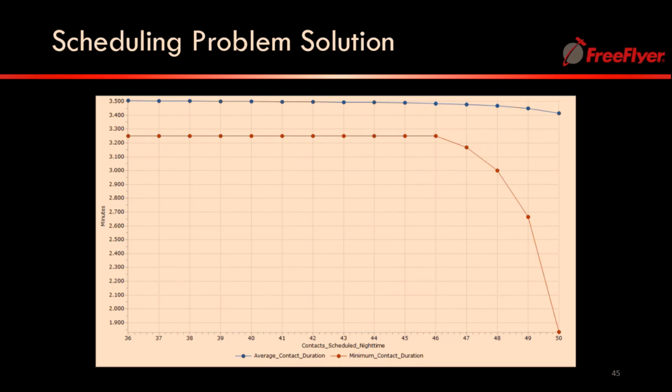So again, the big advantage of using this feature over a single objective optimizer, which we already have in FreeFlyer, is the ability to look at this Pareto front, the trade-off front, and make an informed decision based on all of the potential options that are available to you.